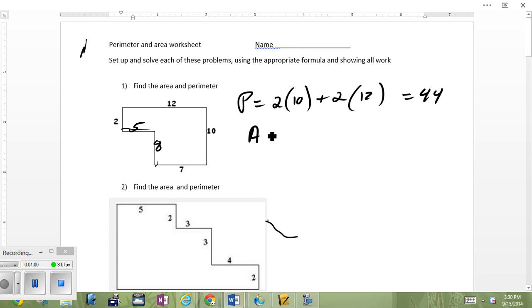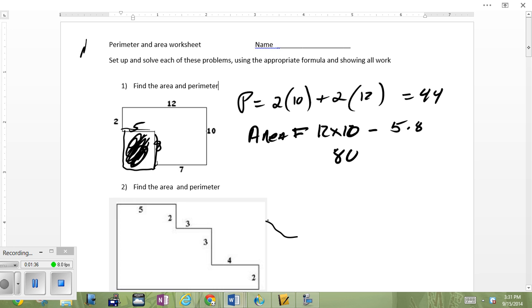And the area is going to be looked at in one of two ways. Either I can say, well, the area of the whole box, I could assume that maybe I continued that out, and I'll take that area away. So I could say the area of the whole box, which is 12 by 10, minus the 5 by 8 section. Okay, so it's 120 minus 40, which is 80.